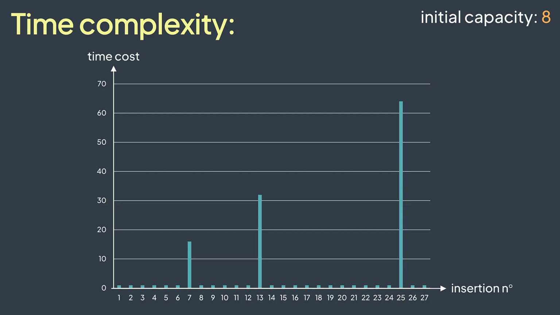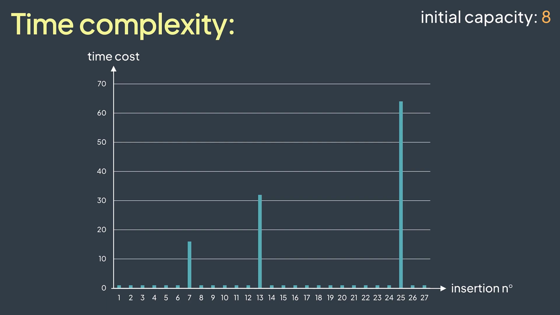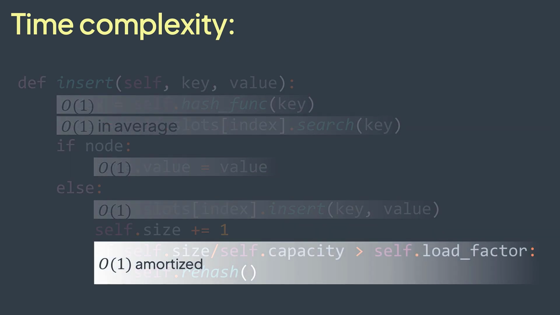So even if sometimes inserting costs O of n on average because of rehashing, it happens so infrequently that when we divide the sum of costs of a large number of insertions by the number of insertions, we find that it's O of 1. This is what we call amortized complexity. This part of the insertion process costs O of 1 time amortized.